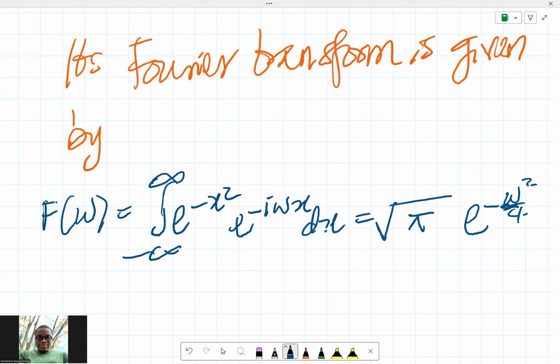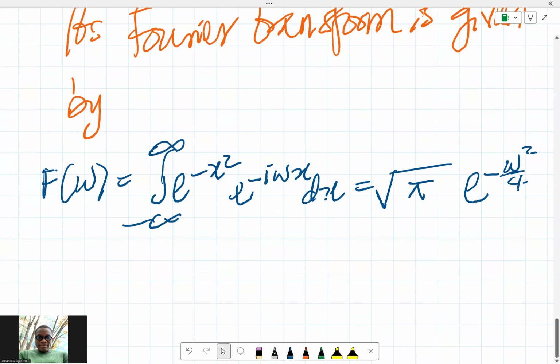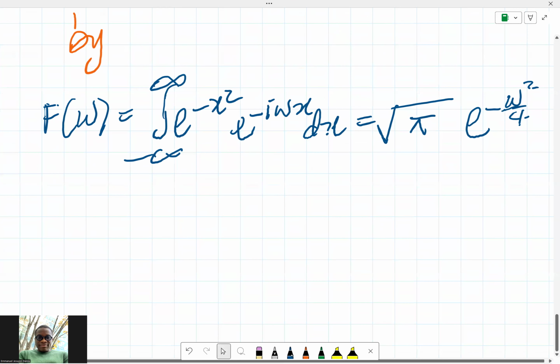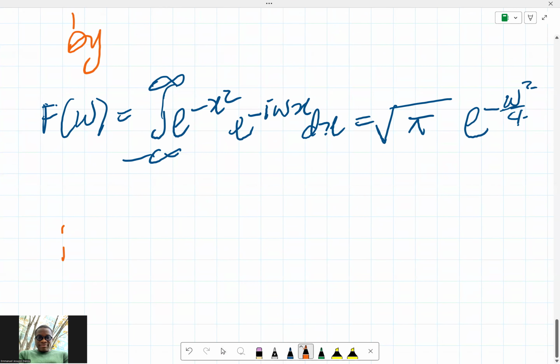The process is a very lengthy one. So probably one of these days, if I get to teach special functions like the gamma function, beta function, and the rest of them, we might come across this there. But this is it for now, the Gaussian function.